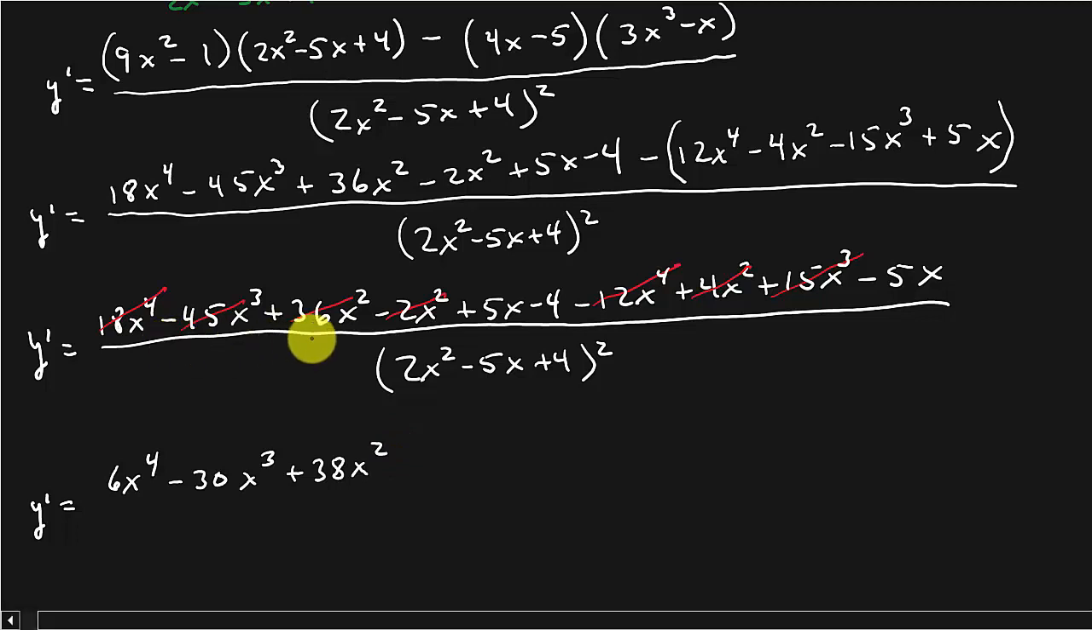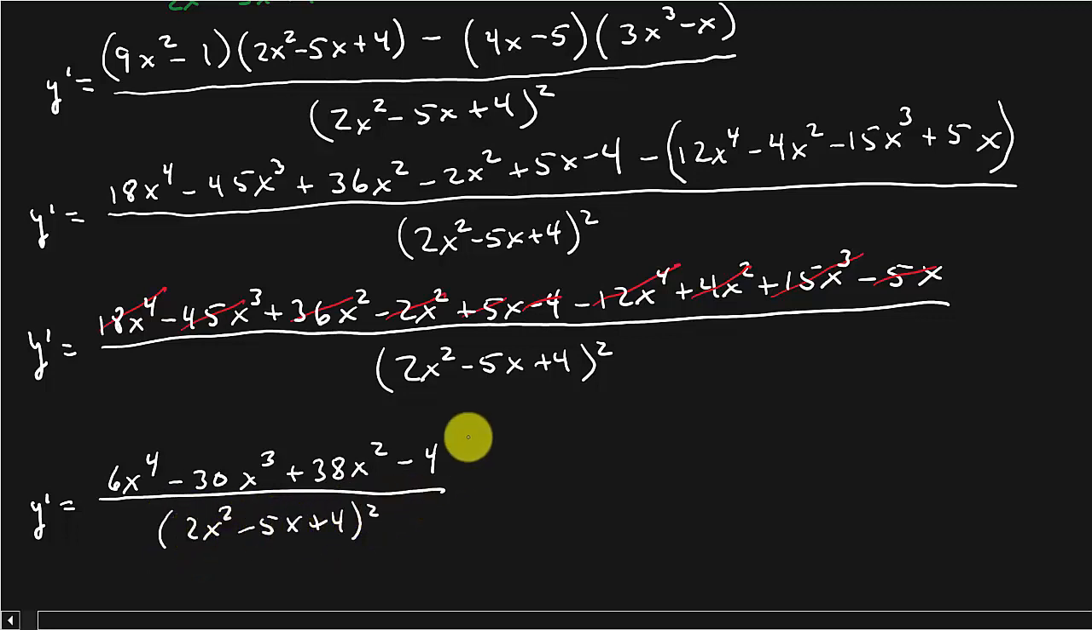Now let's go to x. That's going to be 5 minus 5 is 0. And then the constant term, minus 4. So minus 4. And that's over 2x squared minus 5x plus 4 squared.